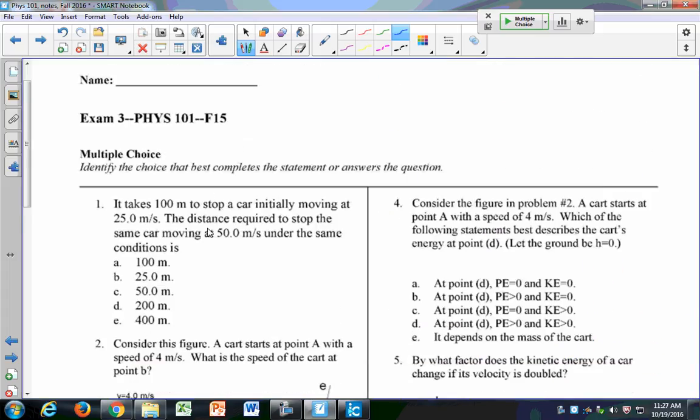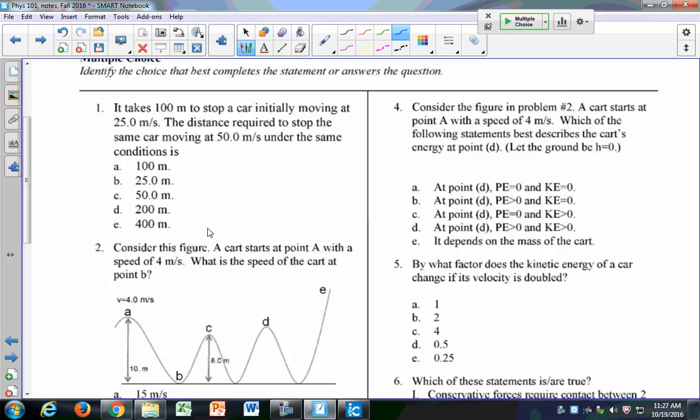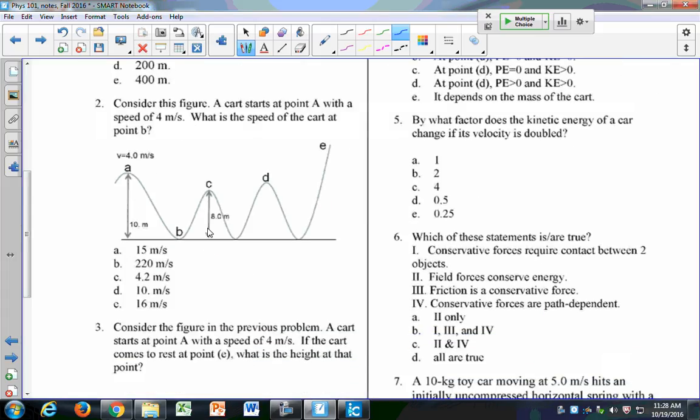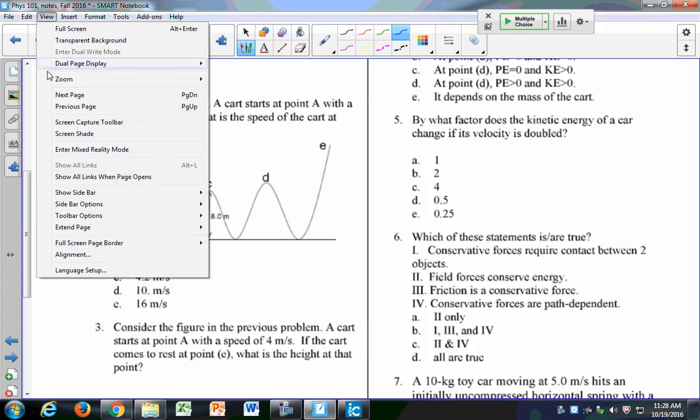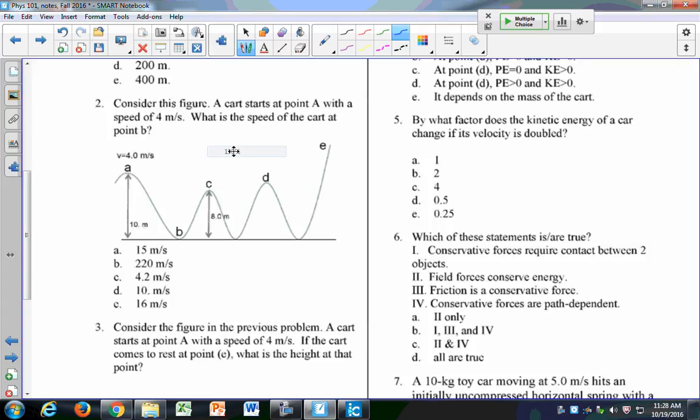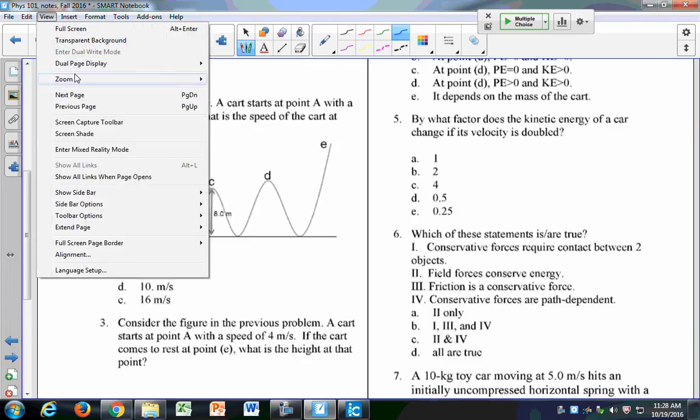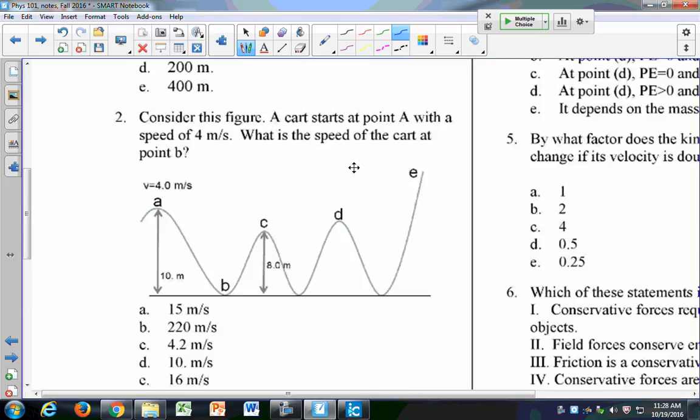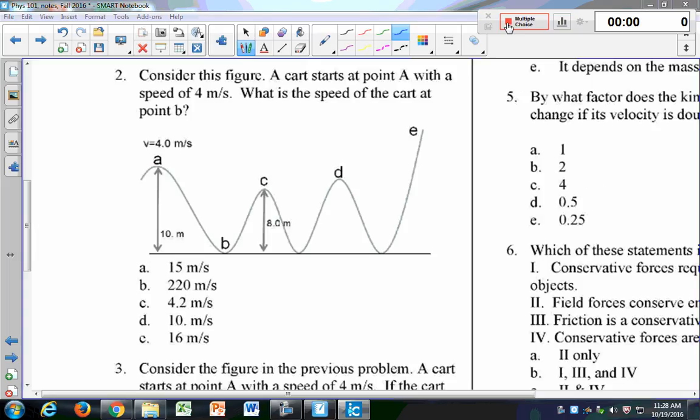Remember, chapter 5 was largely conservation of energy and the work energy theorem. So let's start with this number 2. You are going to have a problem like this, similar to number 2 on the old exam. I have this cart that moves along a track, and I want to know the speed of the cart at point B. Let me zoom in for y'all. The speed of the cart at point B.